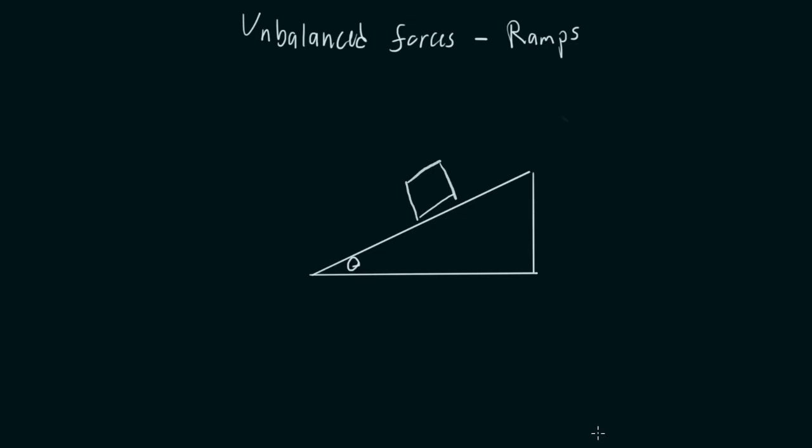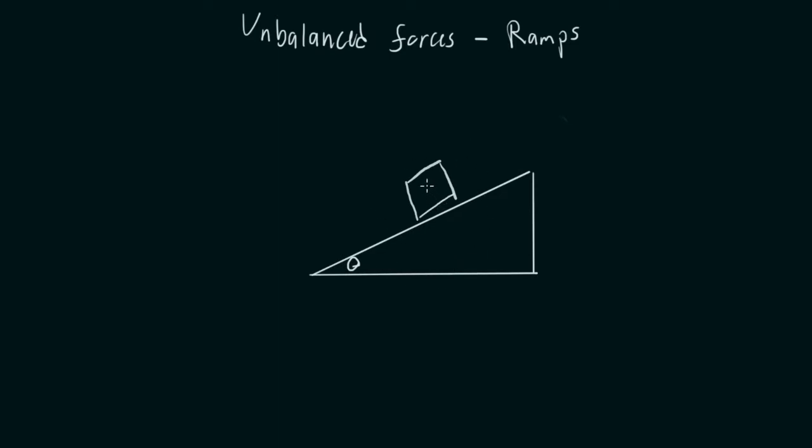We've looked at unbalanced forces that had to do with just the forces acting on an object moving to the left and to the right. We've looked at unbalanced forces when we had a vector force. What we're going to do now is look at forces when we have something on a ramp. What are the forces going to do here? In this situation, what is this going to look like?